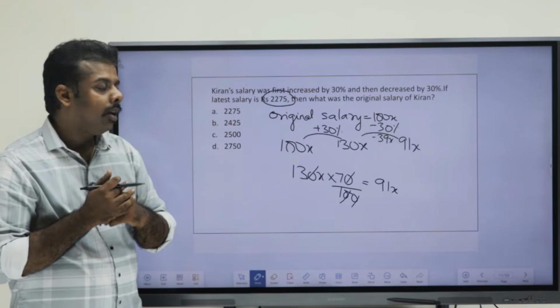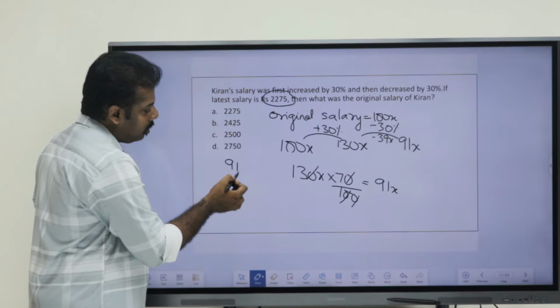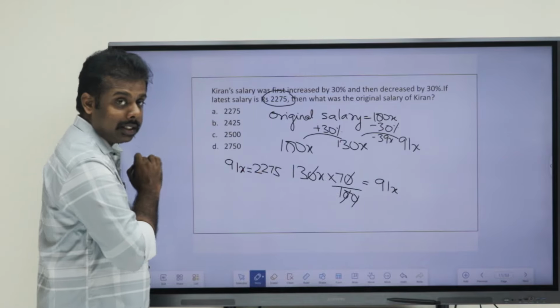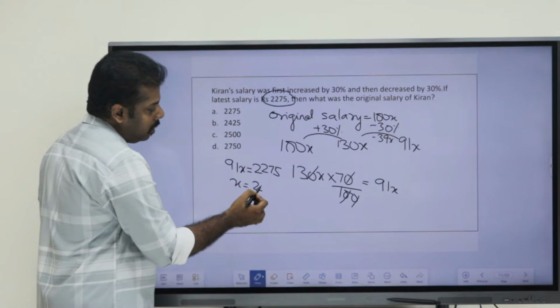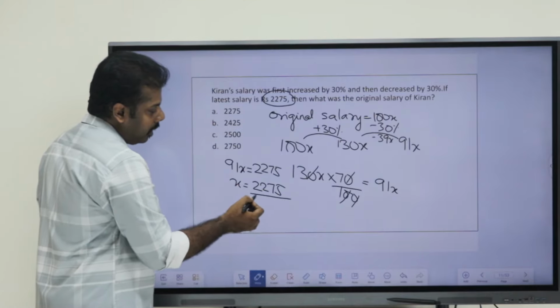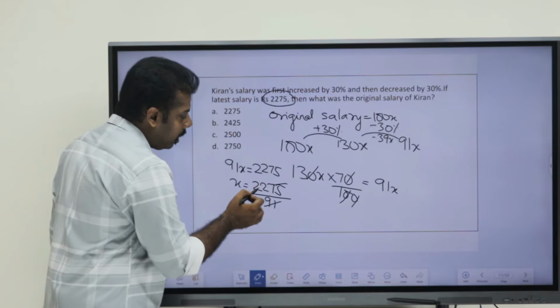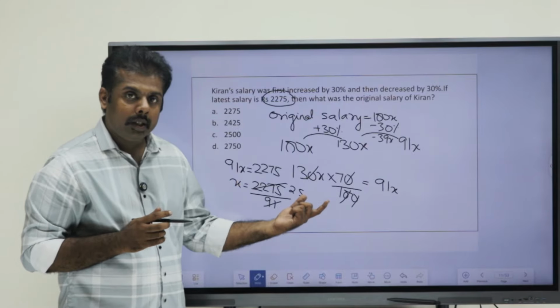So, just compare that. If you are comparing it, what you are going to get is 91x is equal to 2275. We need to get the value of this x. So, take this 91 to that side. So, this will give us 2275 divided by 91. Now, if you are dividing it, you are going to get 25. Okay. So, you have got the value of x as 25.